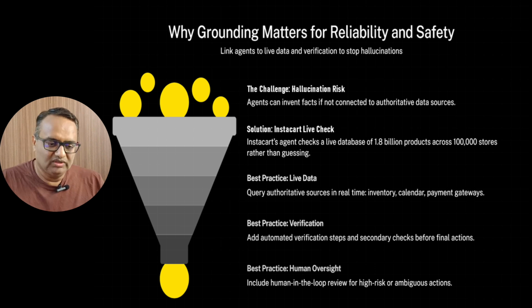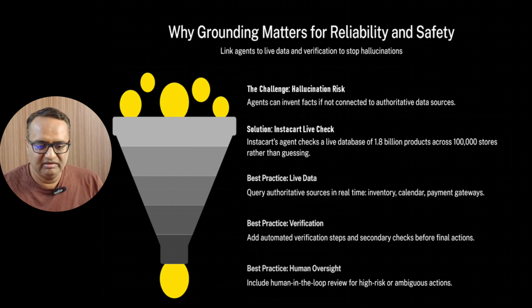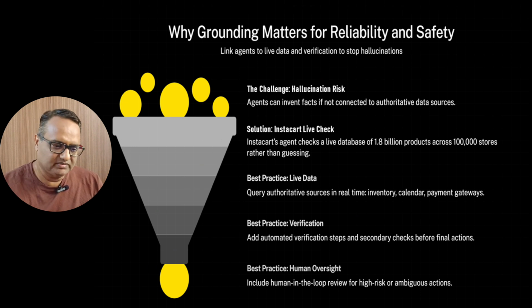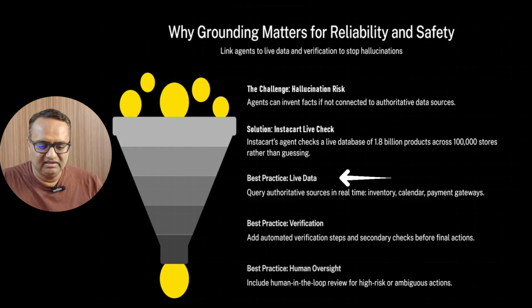That's very critical. One solution is Instacart's live check, where Instacart is connected to 1 lakh stores and 1.8 billion products. It goes and checks all of them without any guessing and gives you the right inventory details or availability of the product details for the recipes, whatever is prescribed. The right way for an agentic worker to work is to query authoritative sources in real time: inventory, calendar, payment gateways. Best practice is verification. Add automated verification steps and secondary checks before final actions.